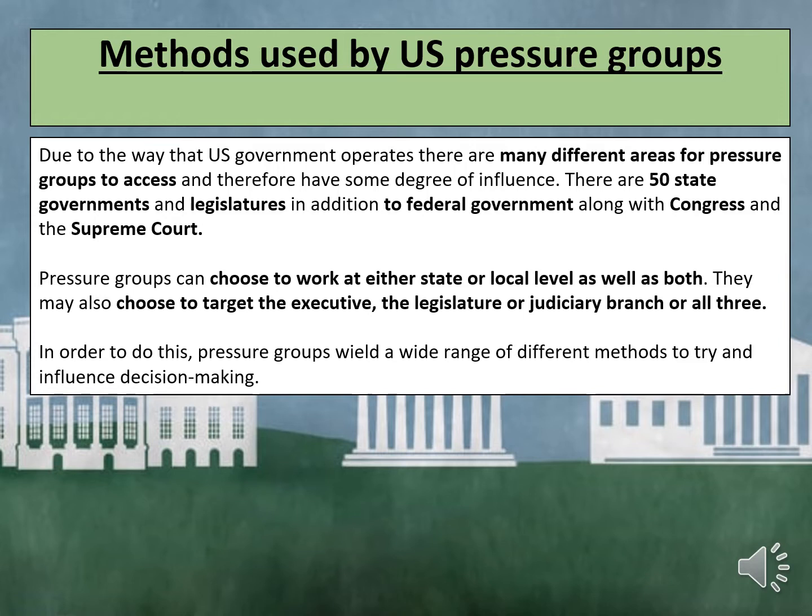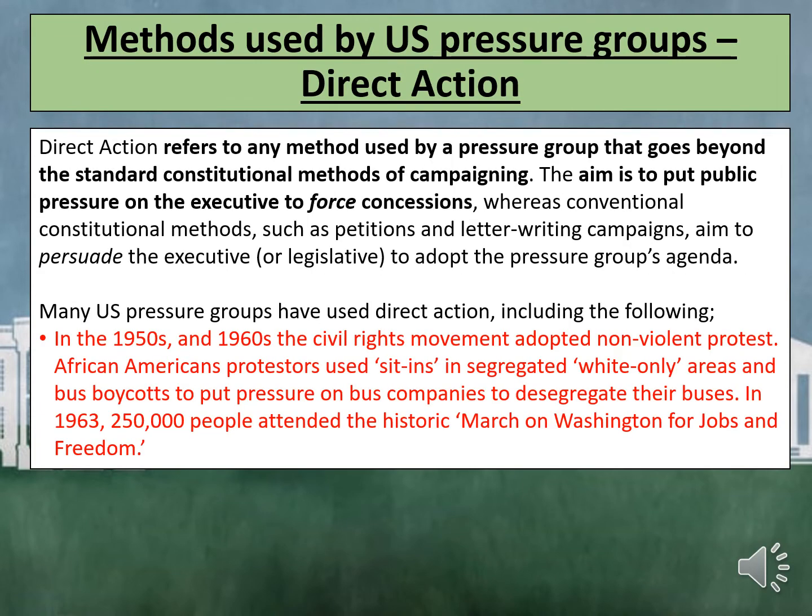In order to do this, pressure groups wield a wide range of different methods to try and influence decision making. A final method used by US pressure groups is direct action. Direct action refers to any method used by a pressure group that goes beyond the standard constitutional methods of campaigning. The aim is to put public pressure on the executive to force concessions, whereas conventional constitutional methods such as petitions and letter writing campaigns aim to persuade the executive or the legislative to adopt the pressure group's agenda.